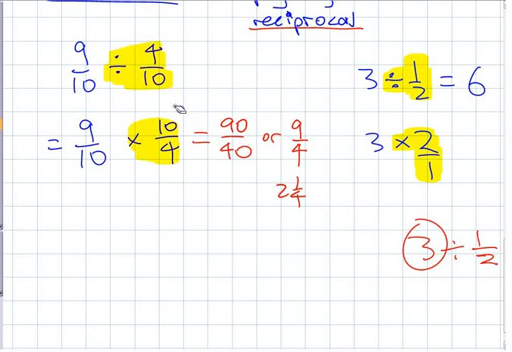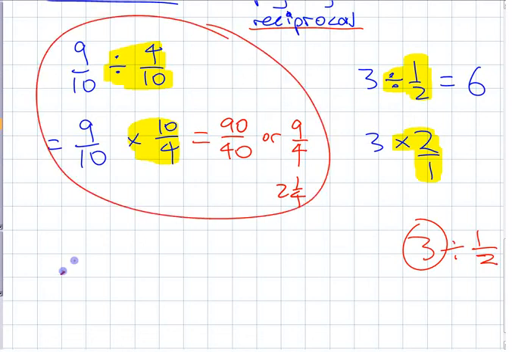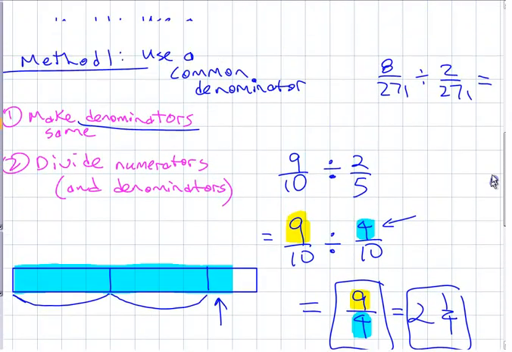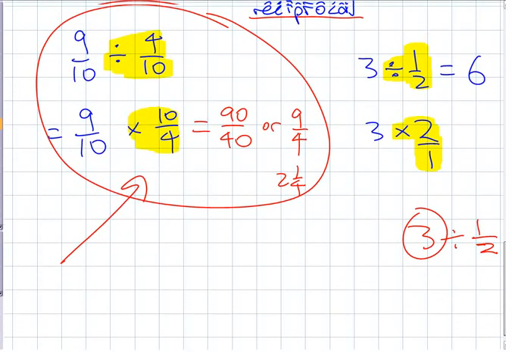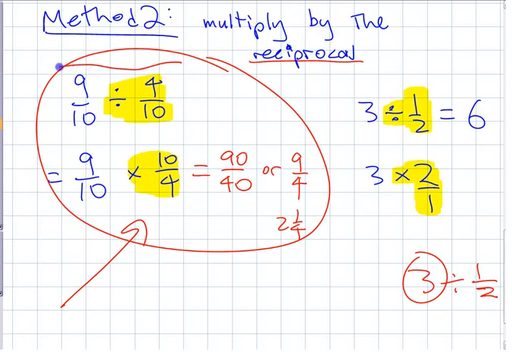It gets the same product. It's not intuitive to know why this works. That's why it's important to know how to do it with diagrams and stuff as well. But this is a shortcut, right? The shortcut is, if you want to do this division, you can change it to this multiplication.